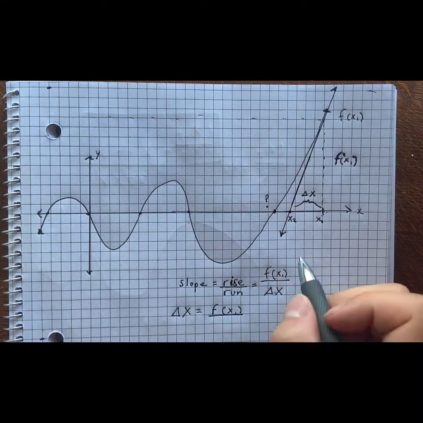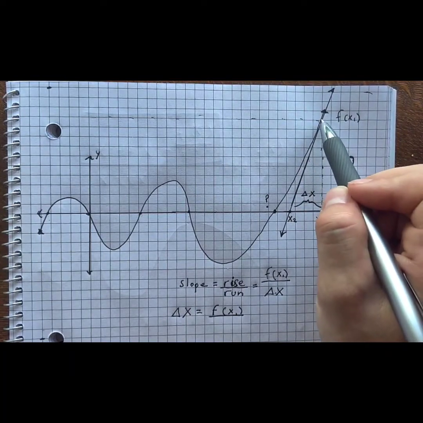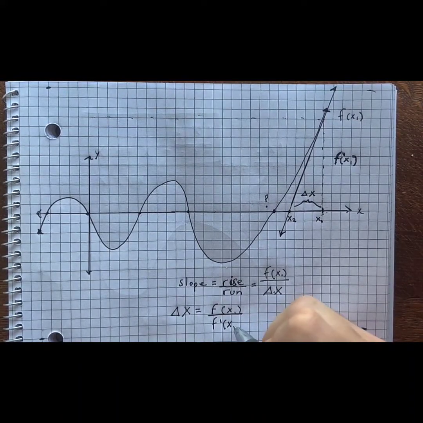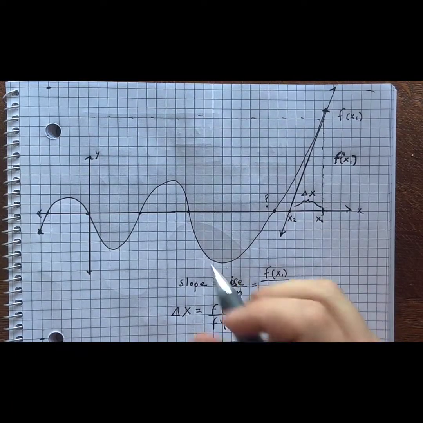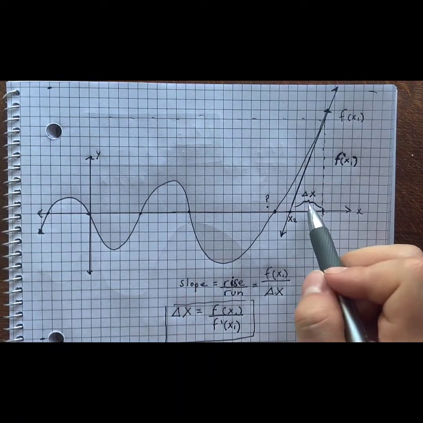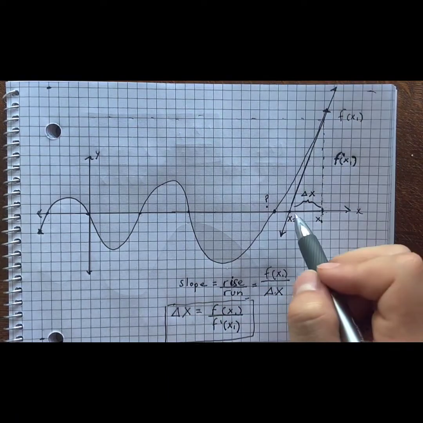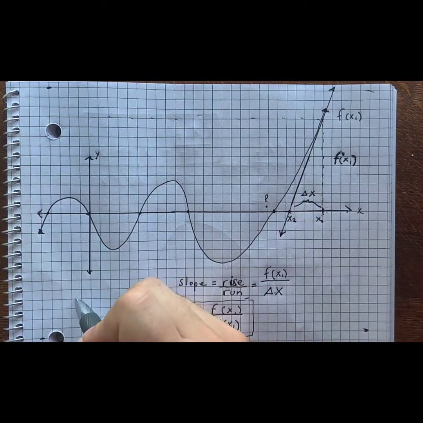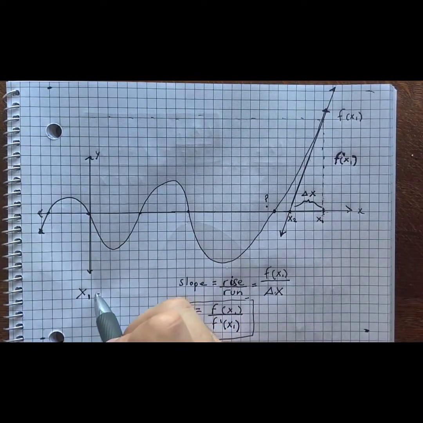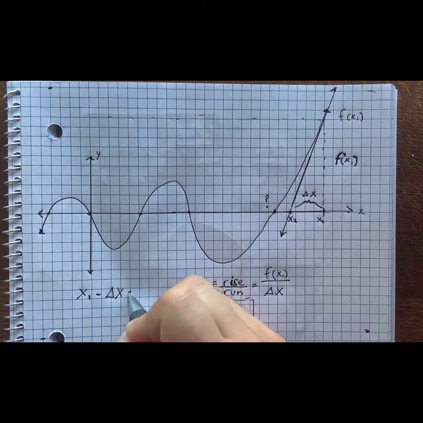Now, what is the slope at our guess? Well, we know that to be the derivative of our function evaluated at our guess. So this is one way to determine this change in x. So if we want to find x sub 2, we can basically write that as x sub 1 minus this change in x, which will give us x sub 2.